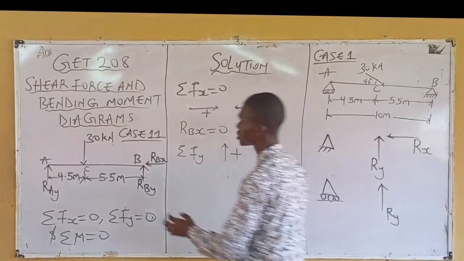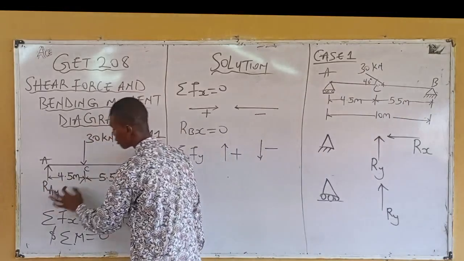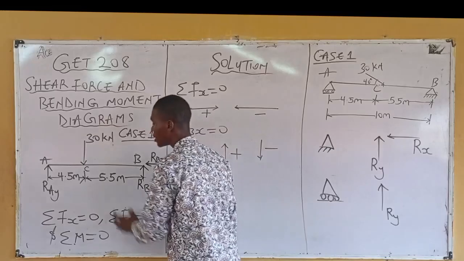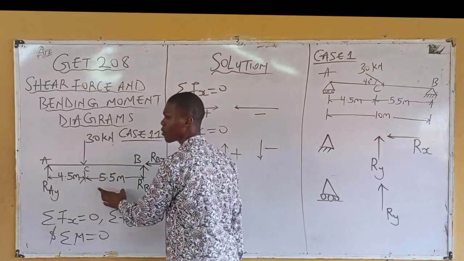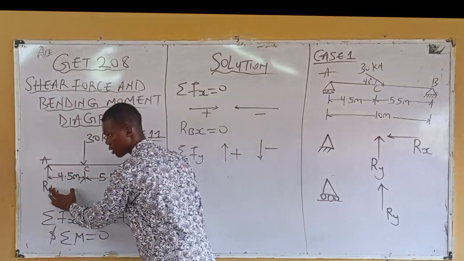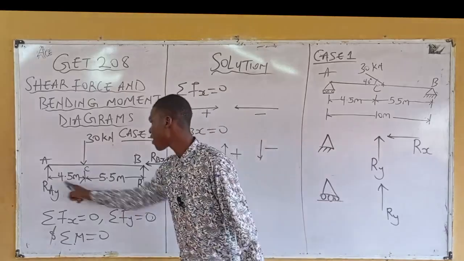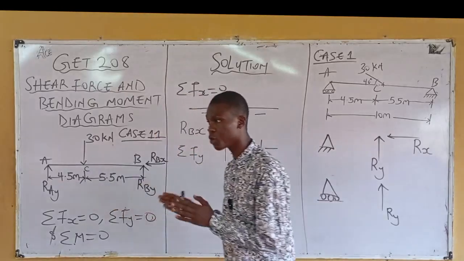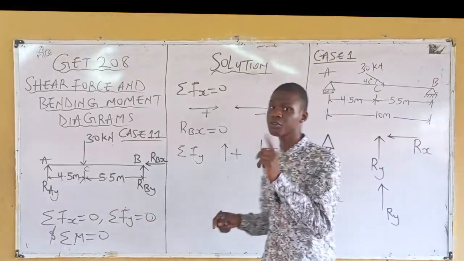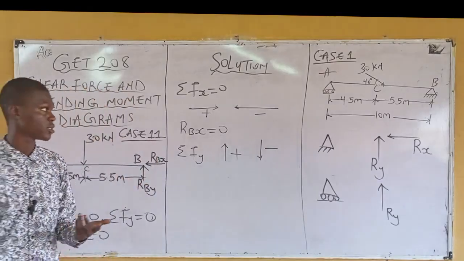From A to C, I'm having 4.5 meters. From C to B, I'm having 5.5 meters. Meaning my 5.5 meters should be greater than 4.5 meters. Are you seeing that? If your diagram shows 4.5 meters and 5.5 meters as equal, it means you have a minus from there. So take note of that. It's very, very important, depending on the lecturer marking your script.